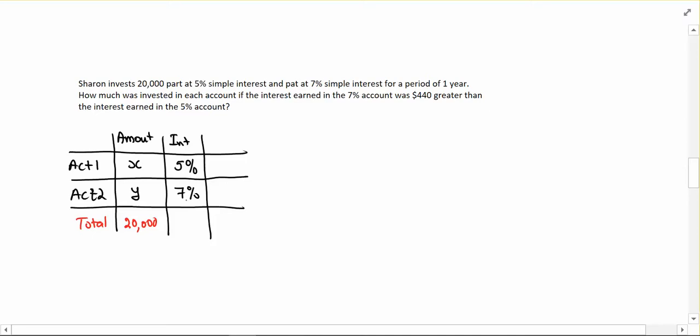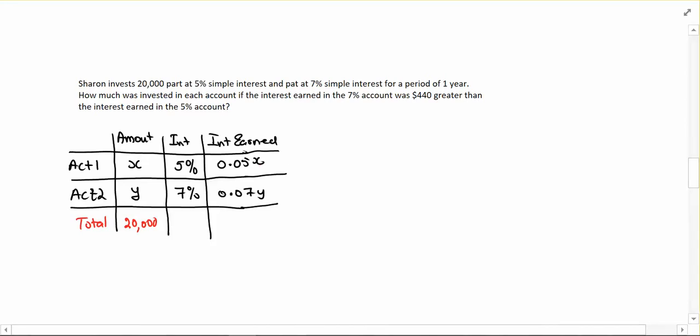So how much interest was earned? Interest earned, so 0.05x and 0.07y, that's how you find the interest earned. Now you have to be careful. So here it's 440 greater than the other one. So it's not interest earned was 440. It's saying that the 7% account had 440 greater interest than the 5% account. So in other words, we'll have to add 440 to this 5% account in order for them to be equal.